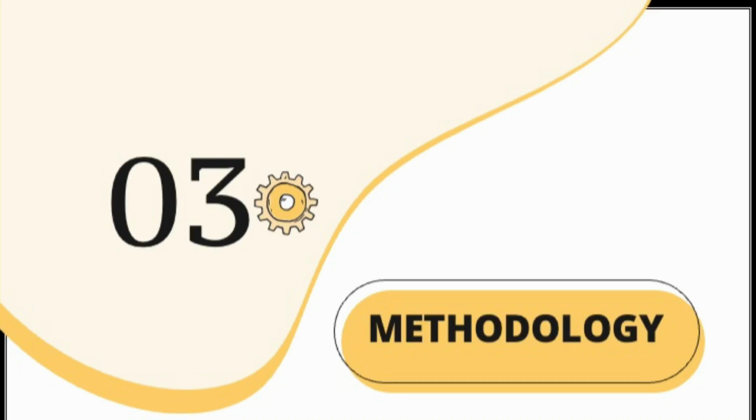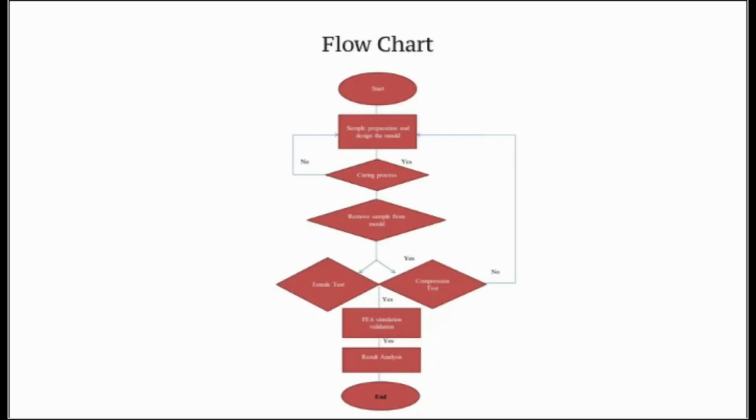Third, this is chapter 3, methodology. This is my flowchart. First is start, and then sample preparation and design the mold, then curing process, remove sample from the mold, then the sample will go to two types of test, which is tensile and compression, then FEA simulation validation, result analysis, and end.